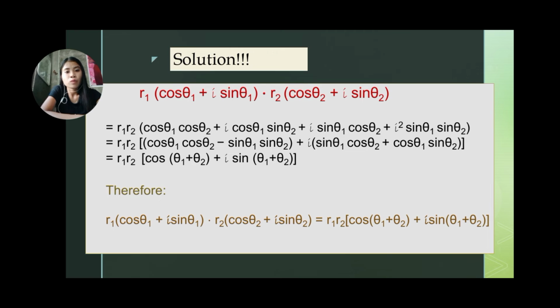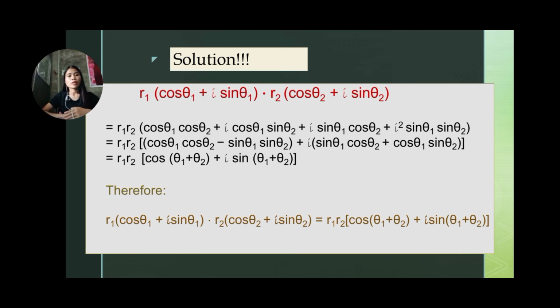Then we have r sub 1 r sub 2 times the bracket of the quantity cos theta sub 1 cos theta sub 2 minus sin theta sub 1 sin theta sub 2, plus i times the quantity sin theta sub 1 cos theta sub 2 plus cos theta sub 1 sin theta sub 2. And then we have r sub 1 r sub 2 times the bracket of cos of the quantity theta sub 1 plus theta sub 2 plus i sin of the quantity theta sub 1 plus theta sub 2.